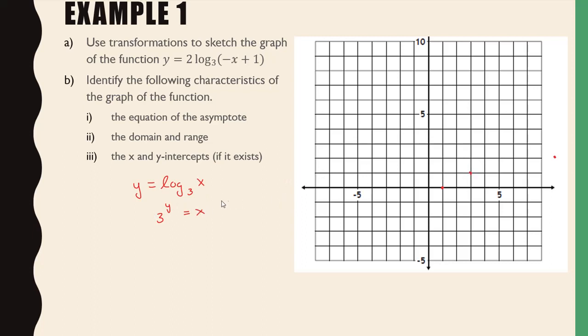And then 3 to the power of what? Well, the next one I know is actually 9, which is a little bit off the graph. So 3 to the power of what gets me 9 is 2. So I've got a height of 2.